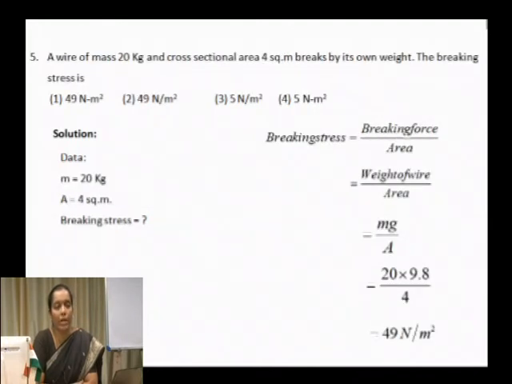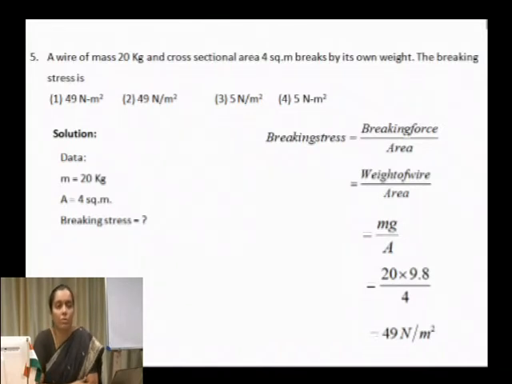Fifth problem: a wire of mass 20 kg and cross sectional area 4 square meter breaks by its own weight. The breaking stress is dash. So, the answers are again given, but let us find out which is the right answer. So, the data in the problem given is a wire of mass 20 kg. So, the mass acting on the wire is 20 kg, m is 20 kg, cross sectional area is 4 square centimeter. The breaking stress is breaking force by area, or the weight of wire by area.